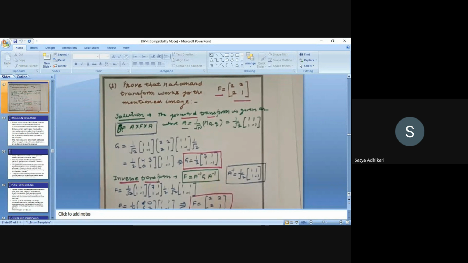Is it visible? Please zoom it. It is a handwritten slide. It is not clear, so we may zoom it. Is it visible? You see there is an f whose intended value is given.